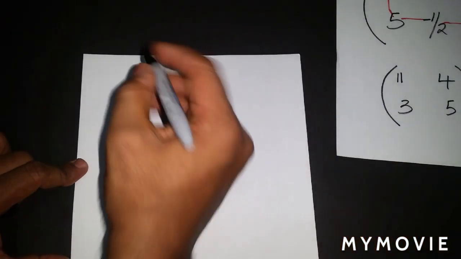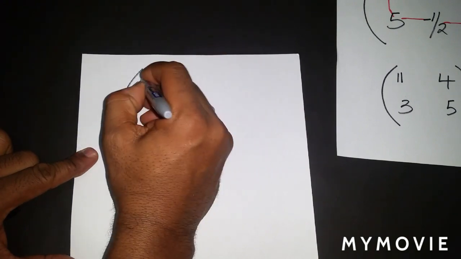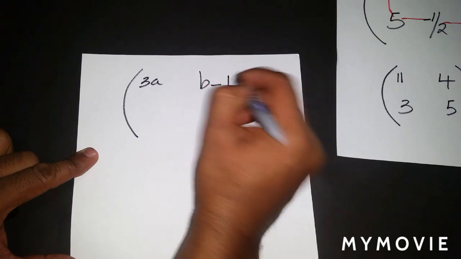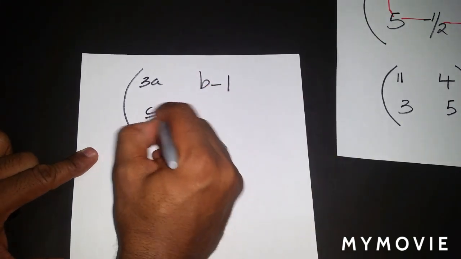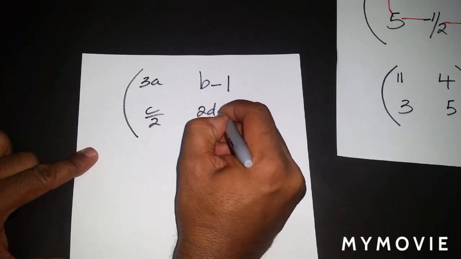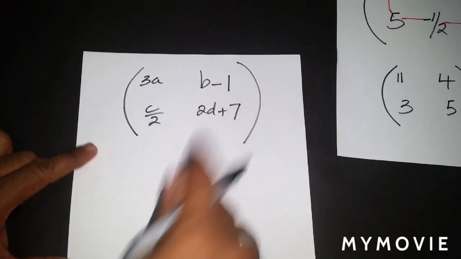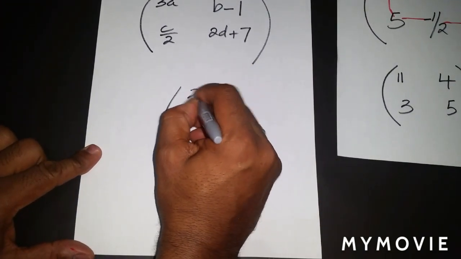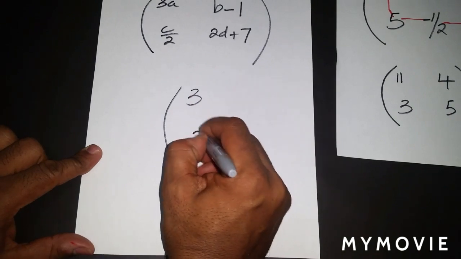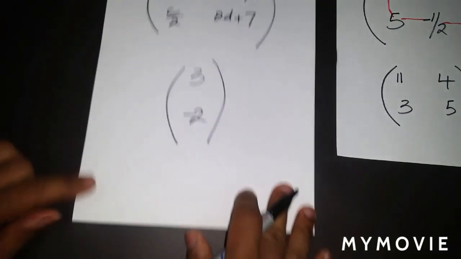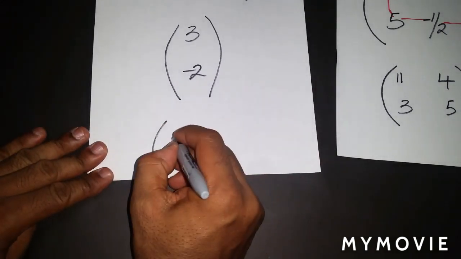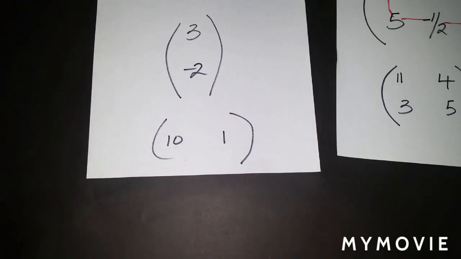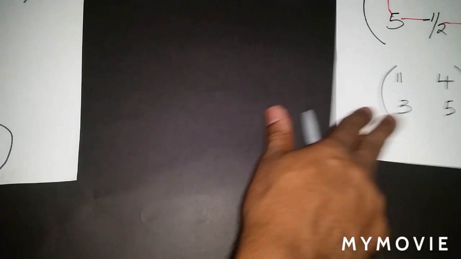And also, a matrix can comprise algebraic expressions, like this one. Okay, all right. Or we can have matrices looking like this, or we can have matrices looking like this, for example. Now, let's go back to the first sheet.